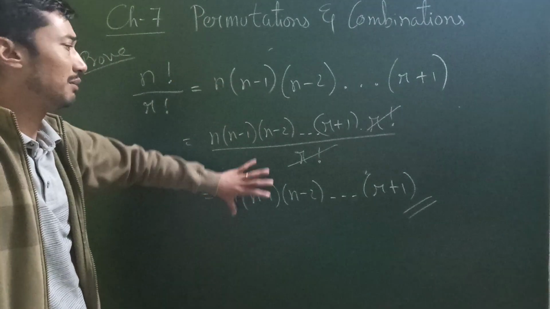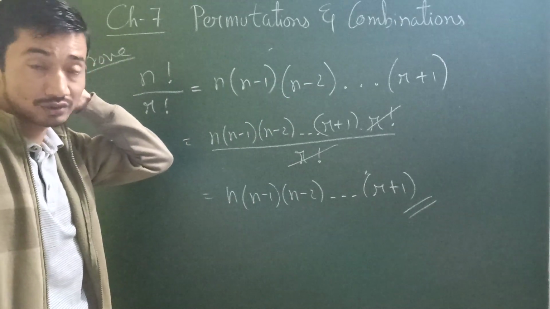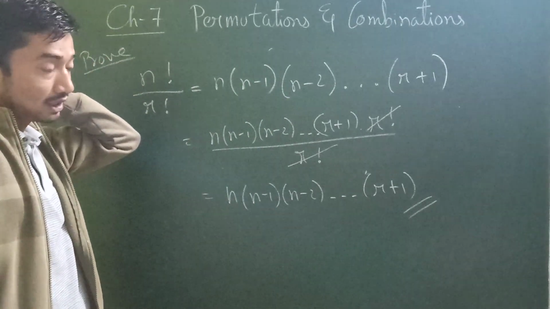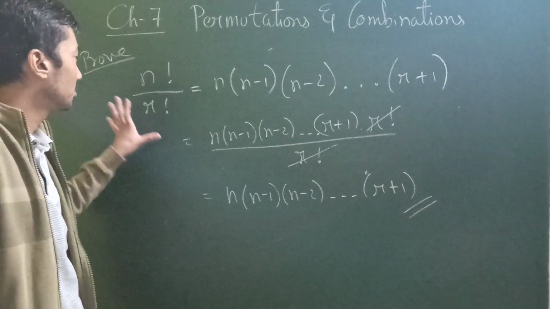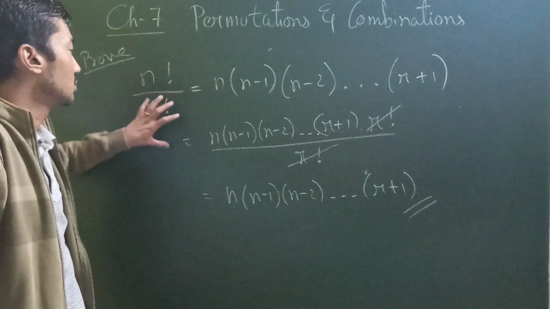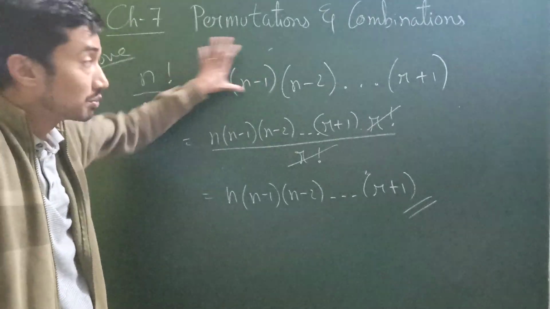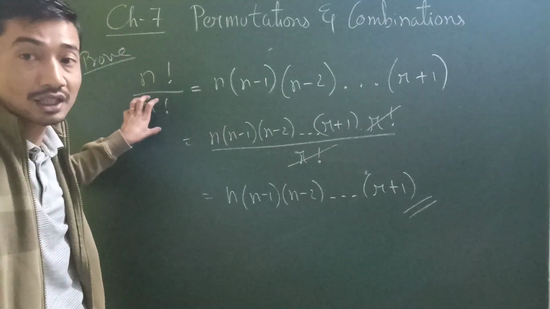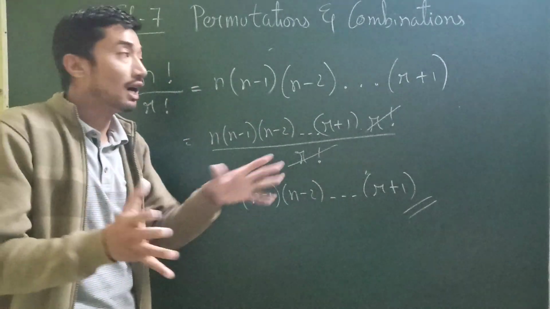Of course, don't be worried about all these questions. You will understand once we solve more and more problems. Actually, there are more problems, but we don't want to consume too much time. So I hope you have understood the concept here. N factorial by r factorial, assuming r is smaller. From the proof, it is understandable that r is smaller, very clear.